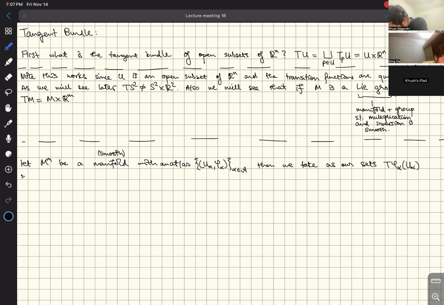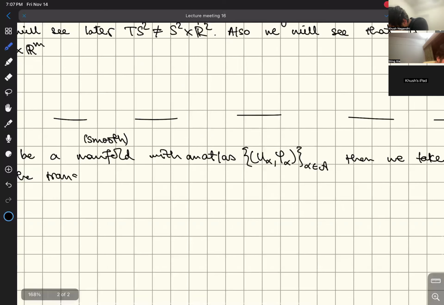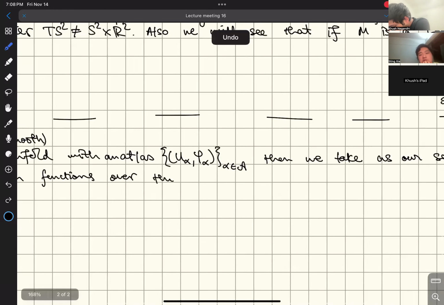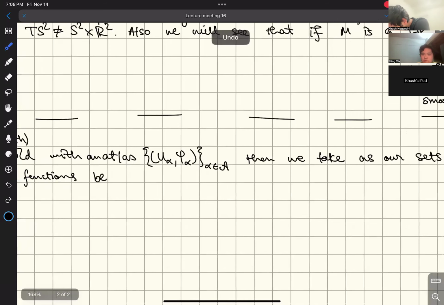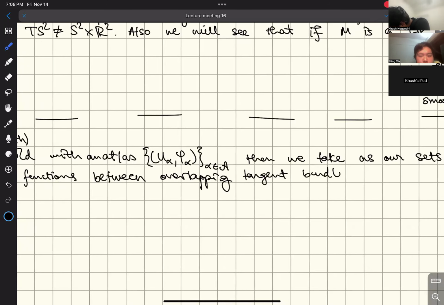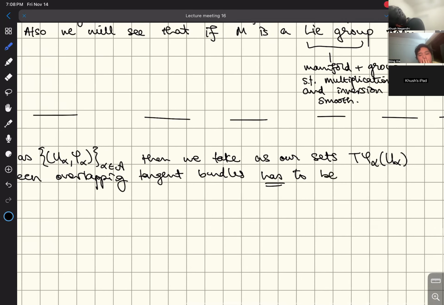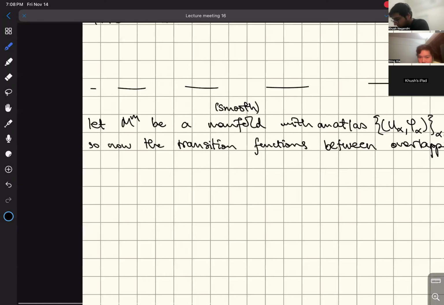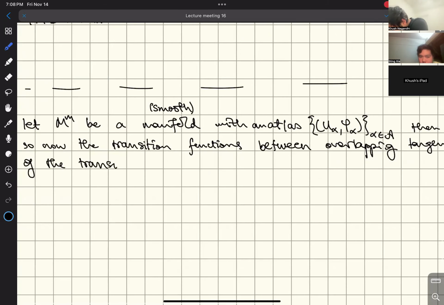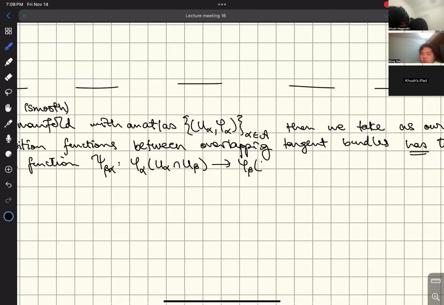Okay, so now we glue. So now the transition functions between overlapping tangent bundles have to be, we have no other choice, the derivative of the transition function psi beta alpha from phi alpha of U alpha intersect U beta into phi beta of U beta intersect U alpha.